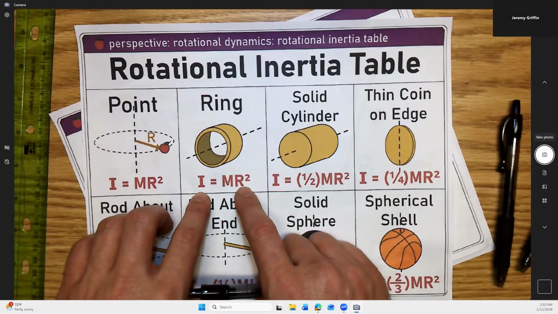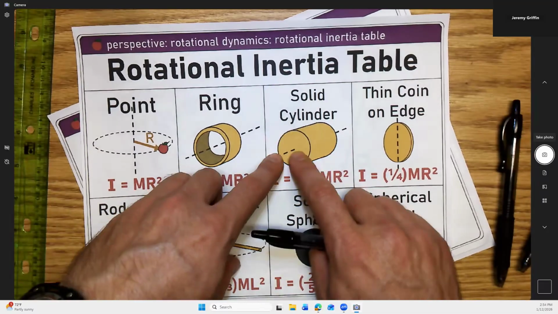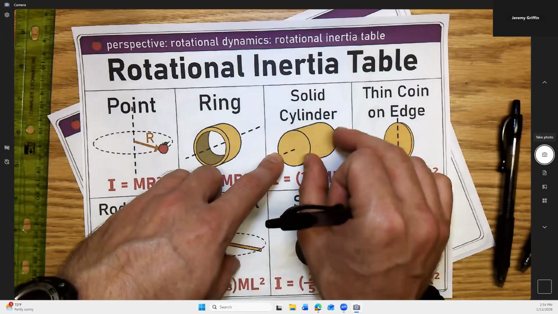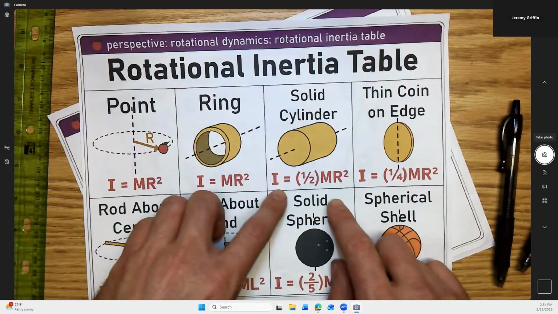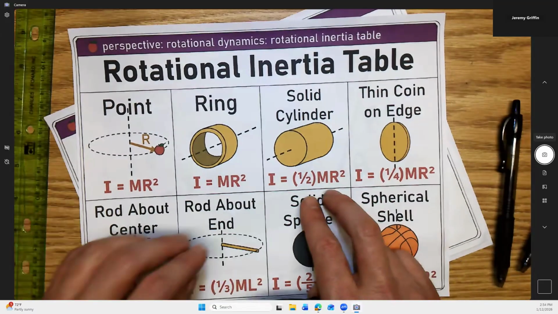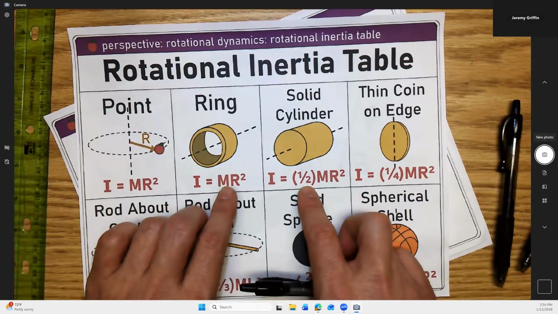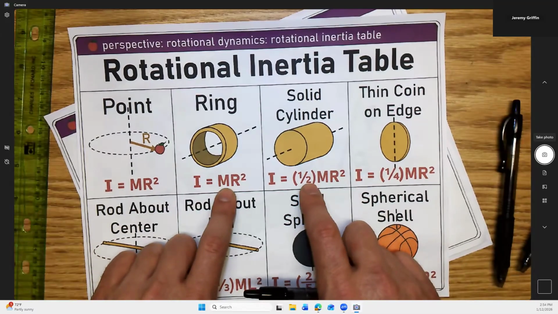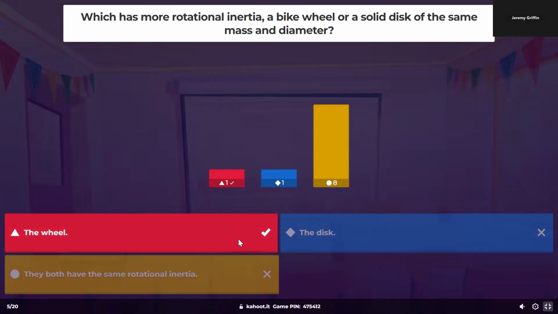But with the solid cylinder, you see how a lot of the mass is distributed more closely to that central axis? Not all the mass is at the radius R. A lot of it is closer to the center, which means you don't get as much rotational inertia. So this would be less. If you do the math, it turns out to be exactly a ratio of one half, or 2 to 1 going the other way. So the wheel has double the rotational inertia of the disc.